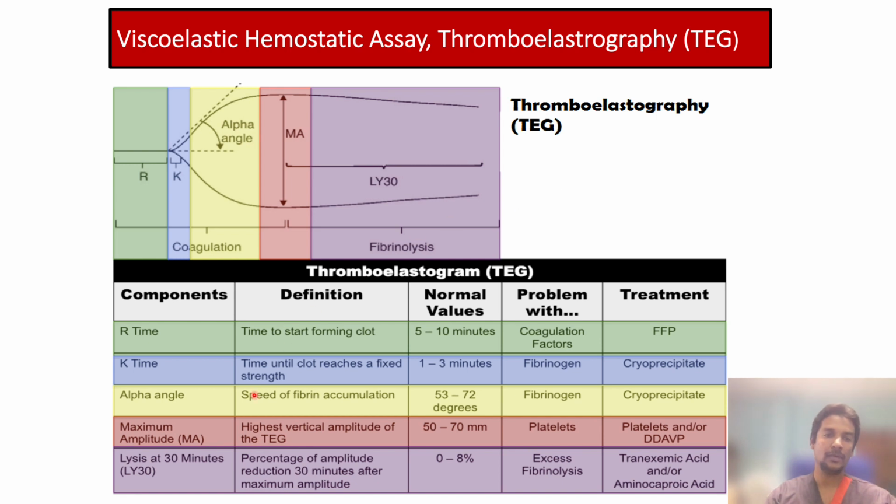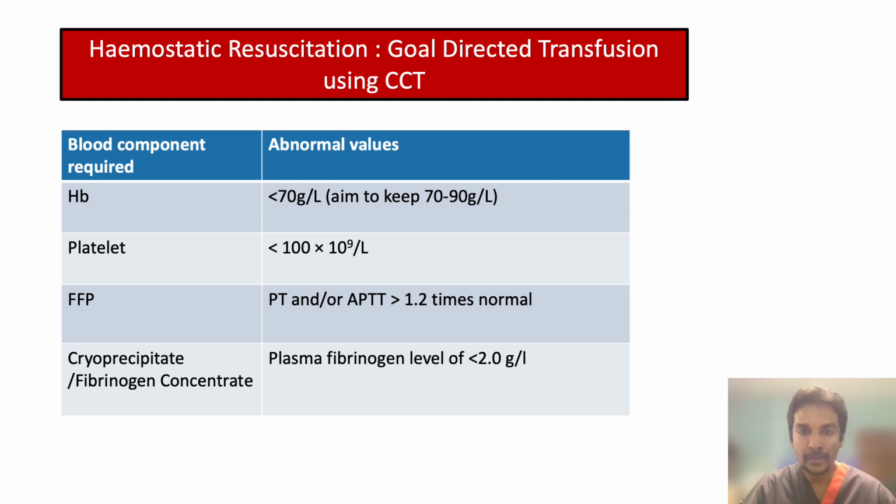For example, if you look at the table here, we take maximum amplitude as an example. Maximum amplitude on the tracing is here. It indicates platelet function. If the maximum amplitude value in the table is lower than the normal value, it means the patient requires platelet transfusion. Same goes with the others. For example, R time. If the R time is prolonged, there is a problem with the coagulation factors and the patient will require plasma transfusion.